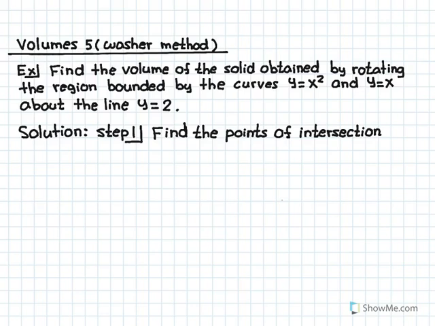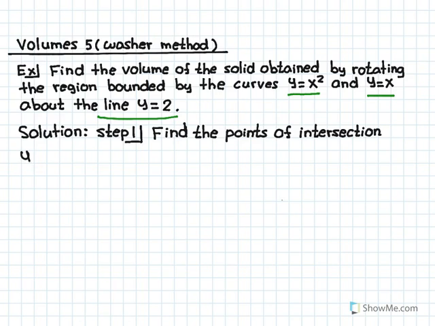In this video, we're going to look at another example of volumes of revolution using the washer method. The question here is to find the volume of the solid obtained by rotating the region bounded by the curves y equals x squared, the parabola y equals x squared, and the line y equals x, about the line y equals 2. So the first step, as usual, is to find the points of intersection that defines our region.